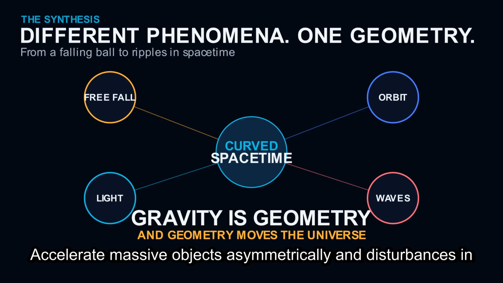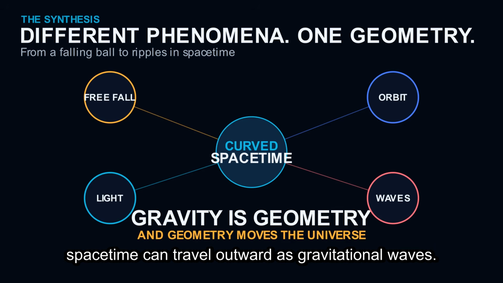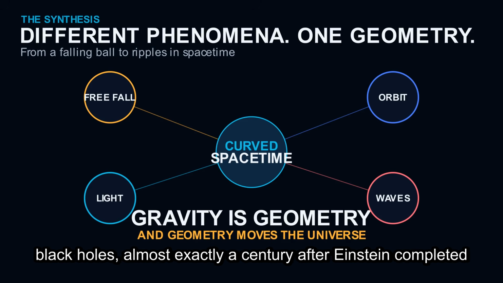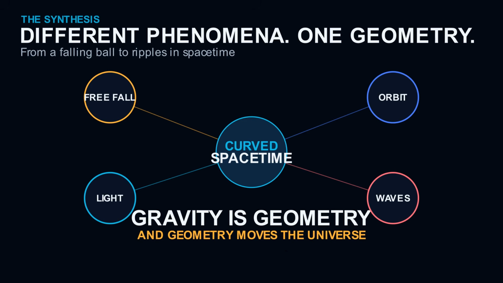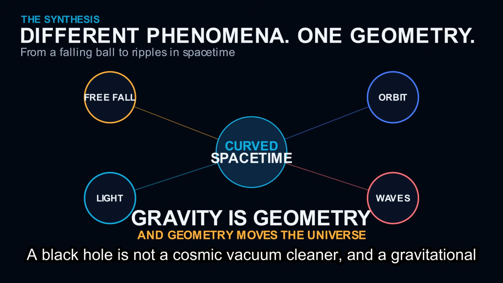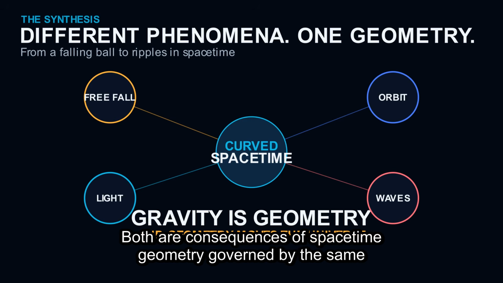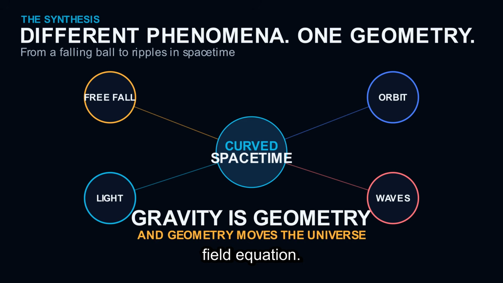Accelerate massive objects asymmetrically and disturbances in spacetime can travel outward as gravitational waves. In 2015, LIGO directly detected such waves from two merging black holes, almost exactly a century after Einstein completed the theory. Even here, precision matters. A black hole is not a cosmic vacuum cleaner, and a gravitational wave is not matter moving through space like air through a room. Both are consequences of spacetime geometry governed by the same field equation.